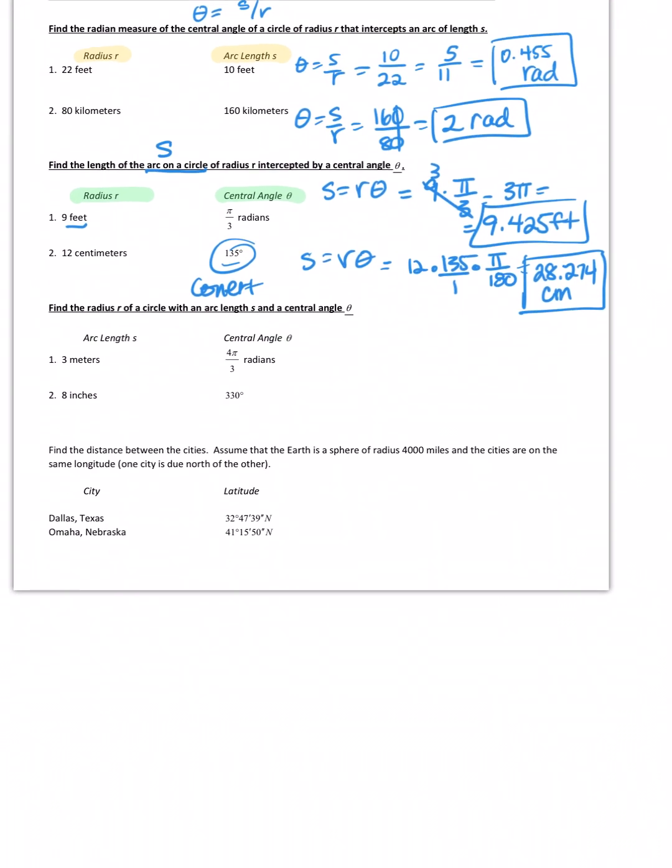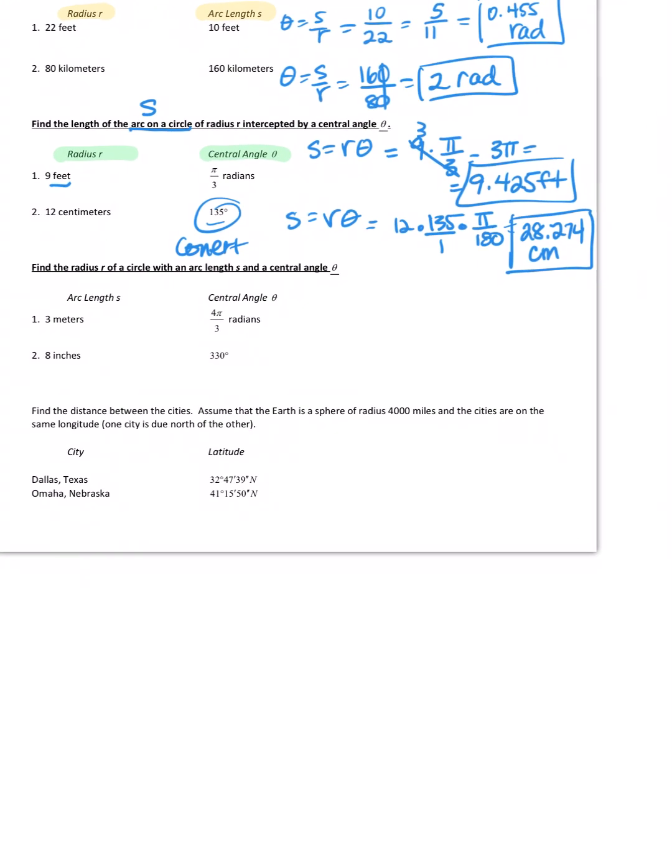Look at the next set. Find the radius of the circle. So we're finding R. And this time, it's changed up again. They gave us arc length, and they gave us the central angle.